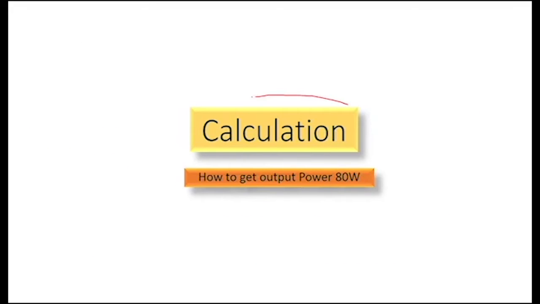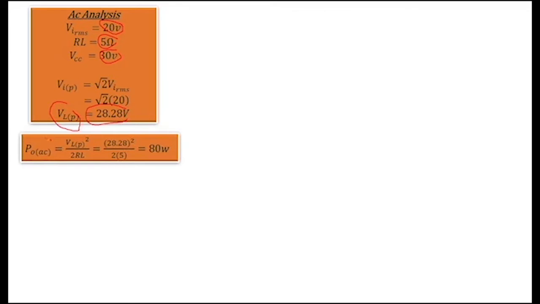Okay, let's start with the calculation. We want the power output to be 18 watt. So we use VIRMS 20, RL 5 ohm, and VCC 30. First, we need to find VL peak, which is square root 2 times VI RMS. So we'll get 28.28. Then we calculate P out AC, which is VL peak squared over 2 RL.